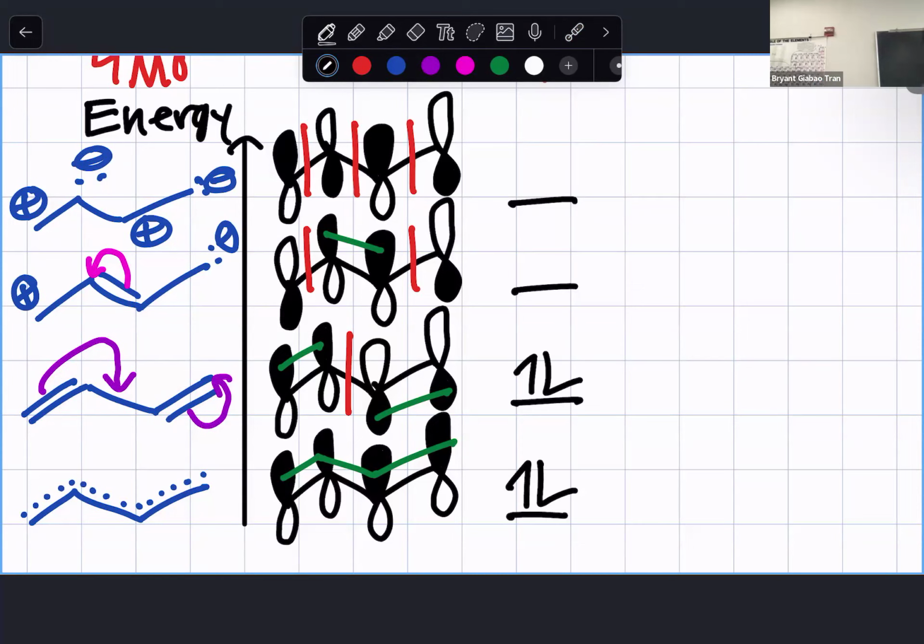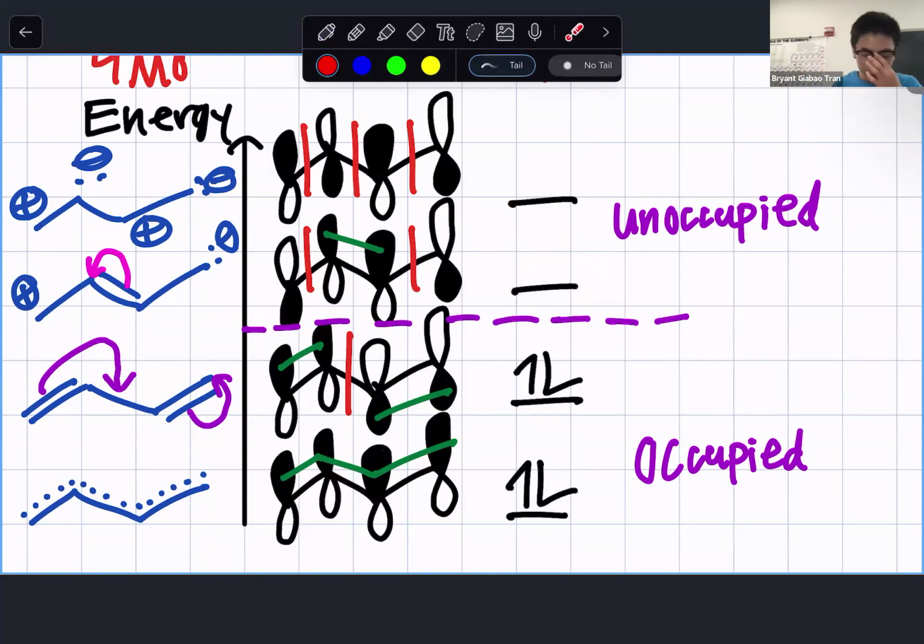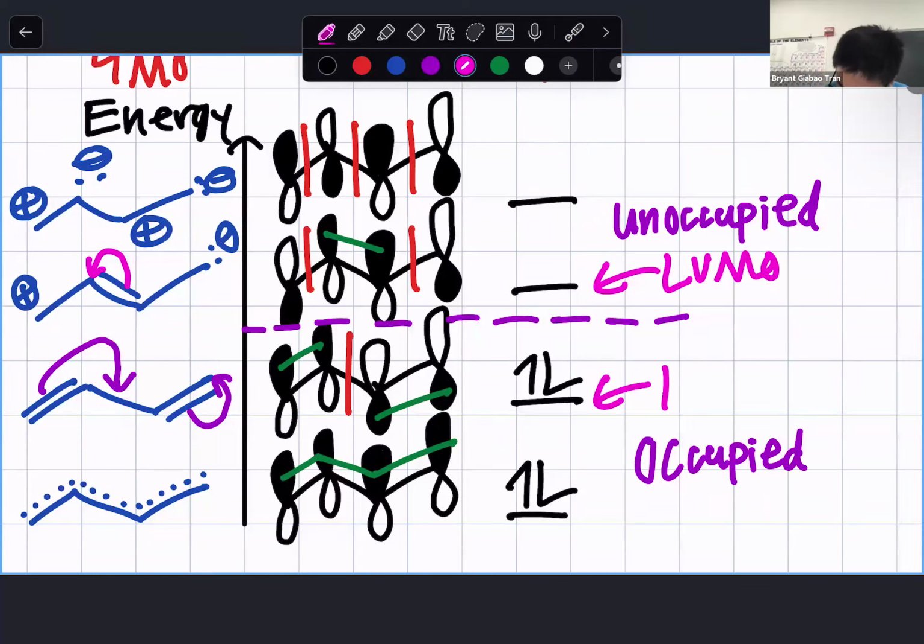Right? So we can make a line between here and say that this section, the bottom section, is the occupied molecular orbital section. The top section is the unoccupied molecular orbital section because there are no electrons in these orbitals, right? So which one of these do you think is going to be the HOMO and which one is going to be the LUMO? Yeah, the second one here is LUMO. Yeah, the third one is HOMO.